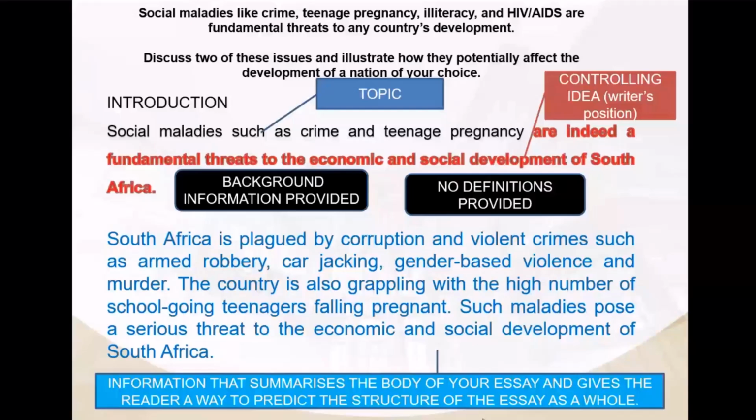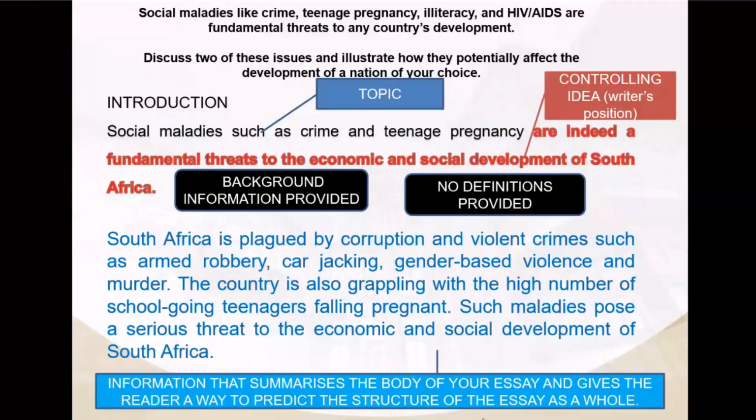And it's going to show how gender-based violence is also having a negative impact on South Africa's development. So these are crimes. But not only that, the student is going to also be focusing on what? On teenage pregnancy. He says about teenage pregnancy, the country is also grappling with the high number of school-going teenagers falling pregnant. So he's going to cover that part as well in the essay.